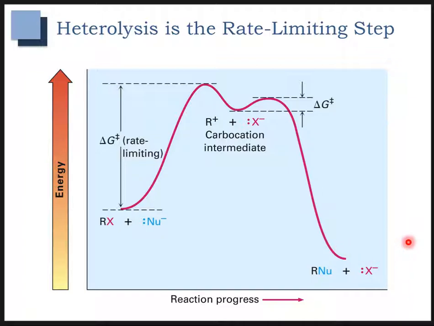So we can see in this picture, again, that heterolytic cleavage, that first step, is going to be rate limiting. So you can see this is our delta G double dagger. This is the highest point in the reaction coordinate diagram, known as the rate limiting step. So this is going to be the slow step in that part of the reaction, and this is the rate limiting step for both the SN1 and the E1 reactions.